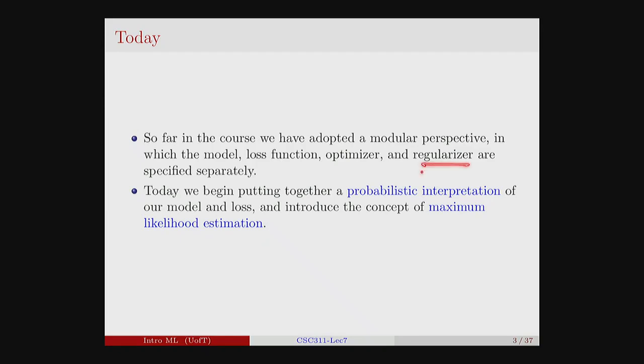Finally, we wanted to prevent overfitting, so we devised strategies to minimize the norms of the weights as one form of regularization. And so what I want to do today is really try to convince you that all of these things can be seen through a unified lens. And that unified lens is going to be a probabilistic interpretation of both the model and the loss. And in this lecture, we'll introduce the concept of maximum likelihood estimation.